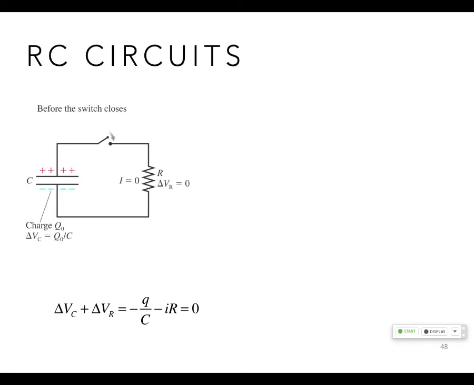So, let's talk about a new type of circuit. We've talked about capacitors when they're charged and when they're discharged, right? When they're discharged, they have 0 volts across them, there's no charge. When they're charged, they have some delta V and some Q affiliated with them. But does this happen instantly?